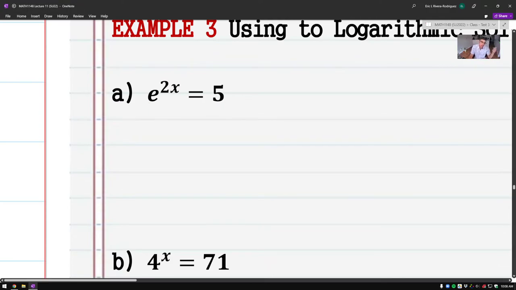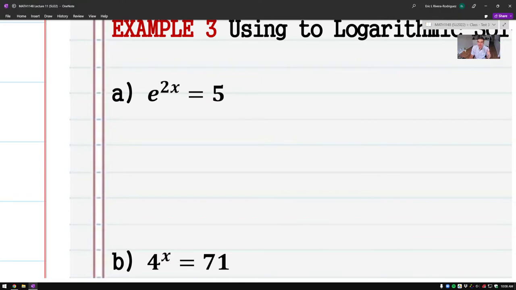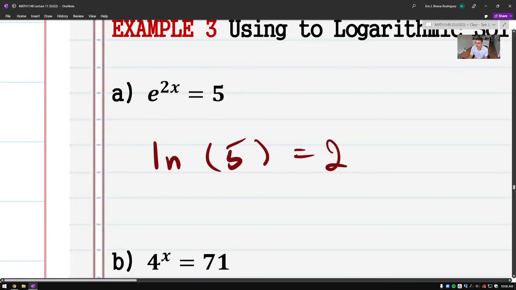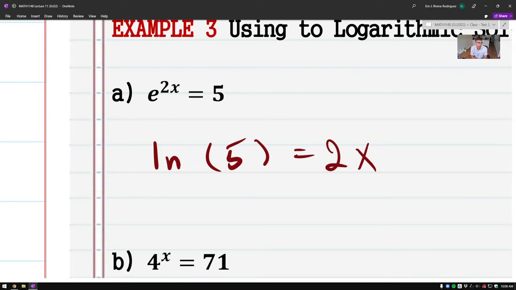Using the inverse operation. Let's translate this into a logarithmic form. I'm going to use ln because the base is e. Okay? The result or the output of the exponential function is 5. So that becomes the argument of the logarithmic function, which is natural log. Then the power that we have here becomes the output of the logarithmic function.